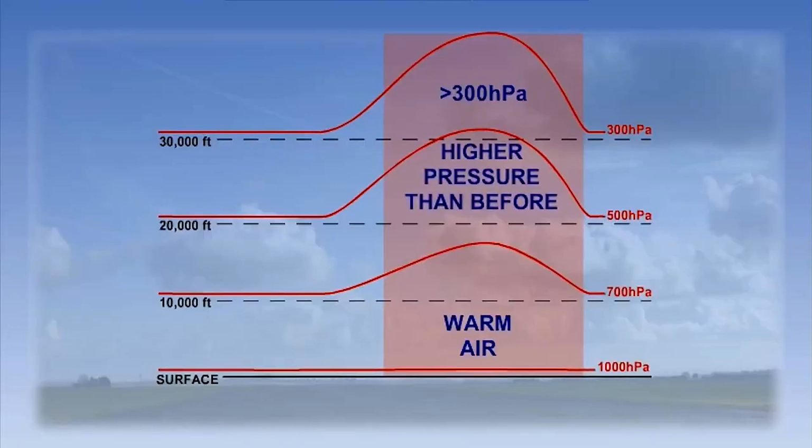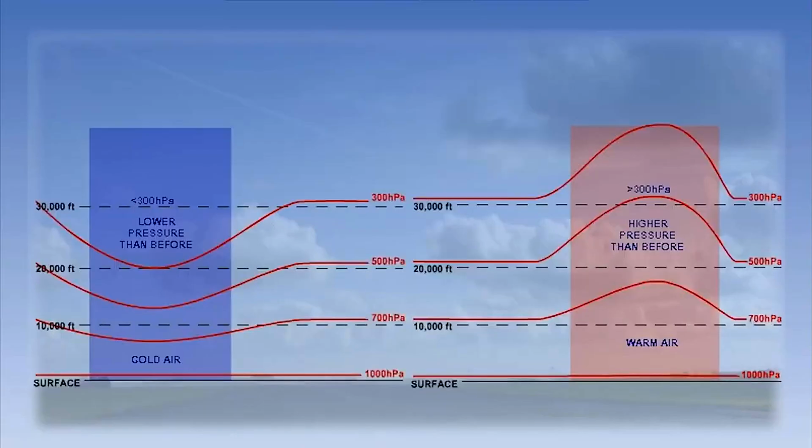Look at the pressure now at 30,000 feet in the warm air. It is no longer 300 hectopascals. You can see the pressure is much higher now. In summary then, we can say that warm air causes isobars to expand in the vertical, decreasing the pressure lapse rate and increasing the pressure at any given height.